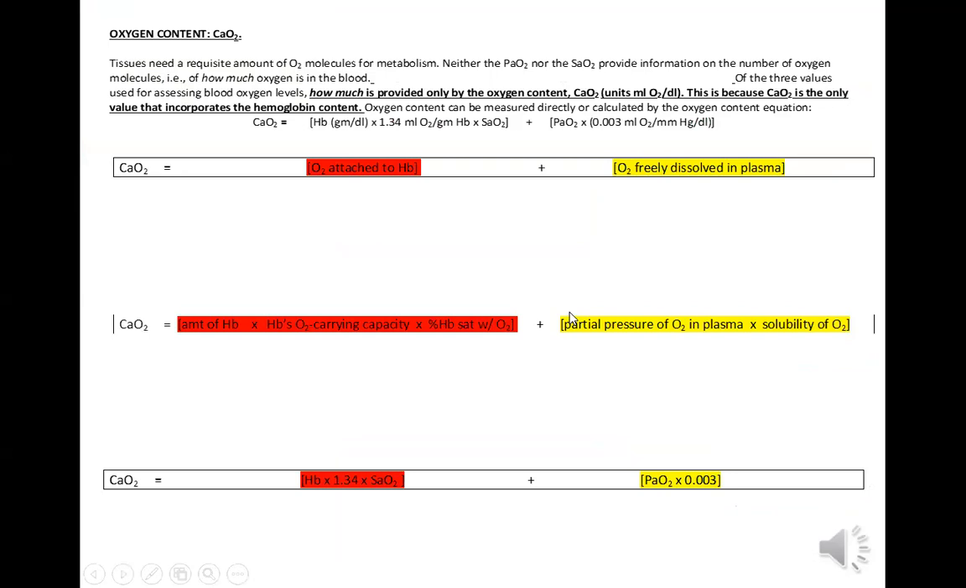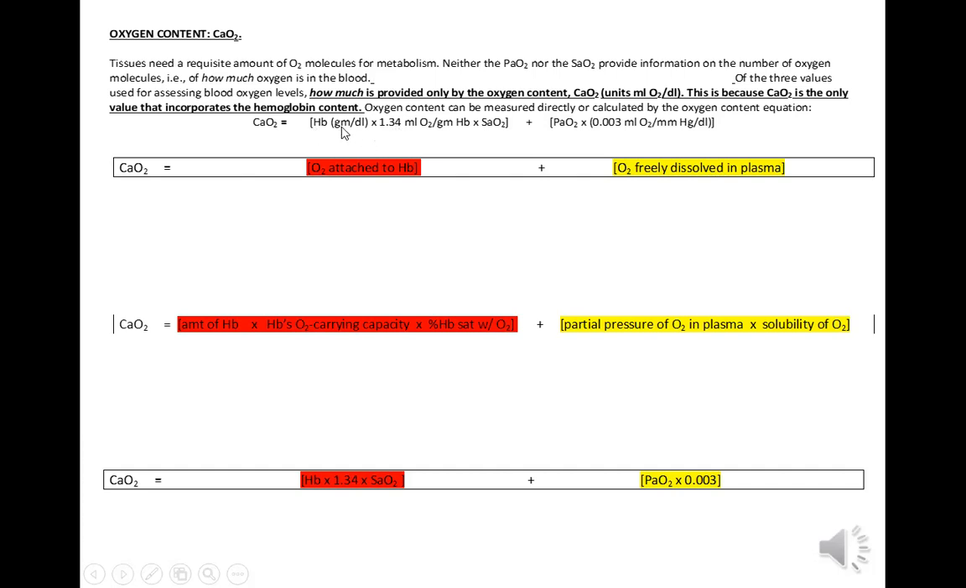So here's the equation, CaO2. The units for CaO2, absolute content of oxygen, is milliliters of oxygen per deciliter of blood ultimately. So you're taking the hemoglobin attachment of oxygen, the carrying capacity, and you're adding the dissolved oxygen in 1 deciliter of blood, okay? So here's a number you're gonna have to memorize later. 2 numbers, actually, in this total equation.